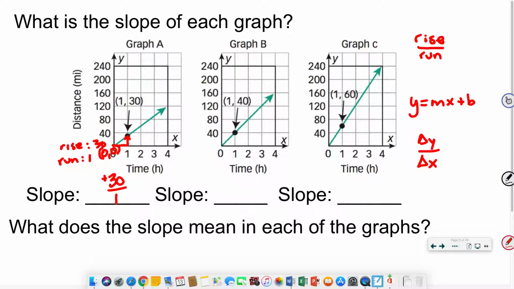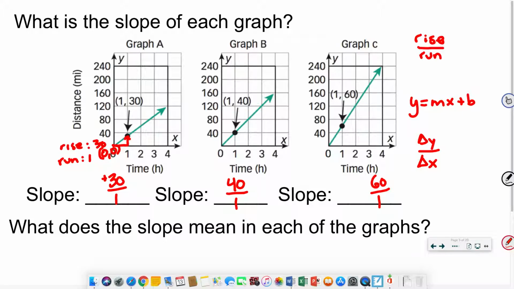What is the slope of graph B? Yeah, I'm rising 40, running 1. For every 1 x I'm advancing, I'm increasing by 40. How about the slope of graph C? 60 over 1. Good, 60 over 1.